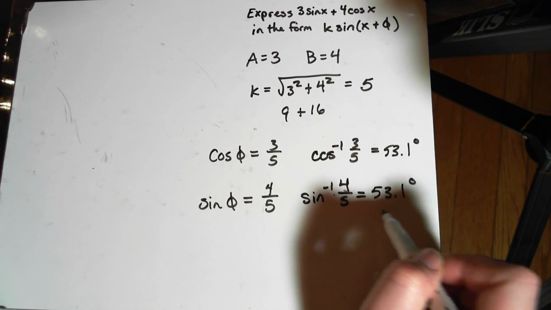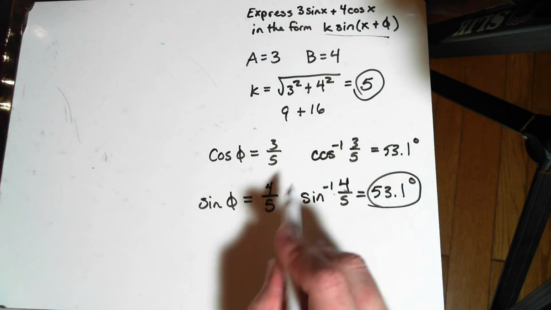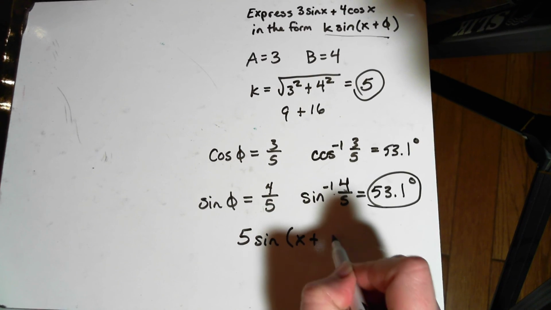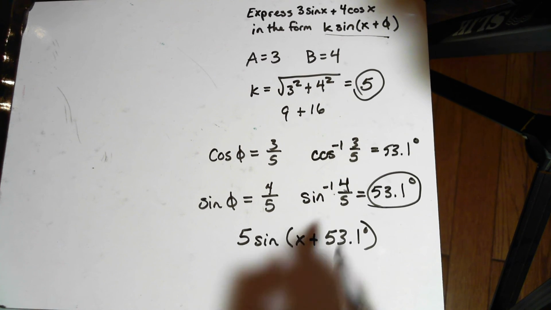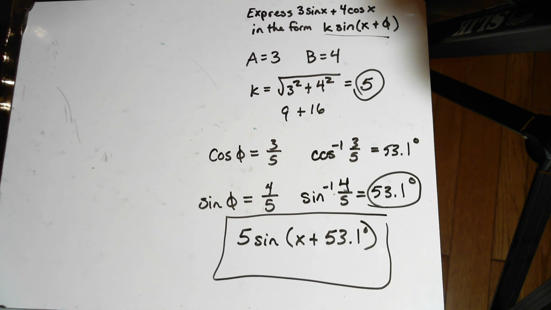Now, all I have to do is take my phi number and my k and put it into the format. So it's 5 sine of x plus 53.1 degrees. And that is my answer for this. So that's basically everything in this lesson. Please let me know if you have any questions.